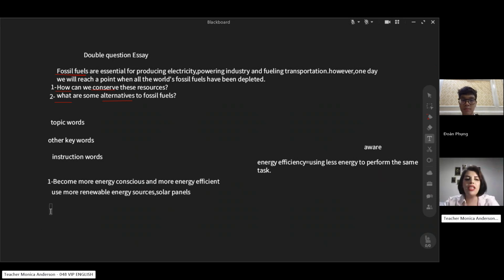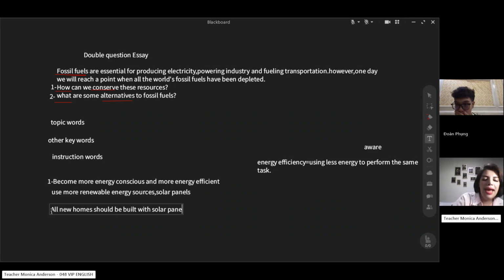For example, you can say all new homes should be built with solar panels on. So, of course, it's really important.